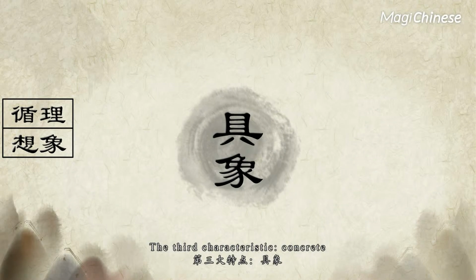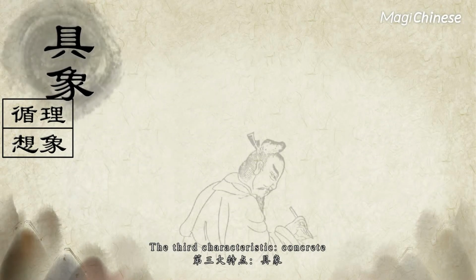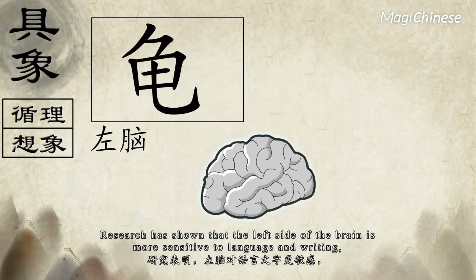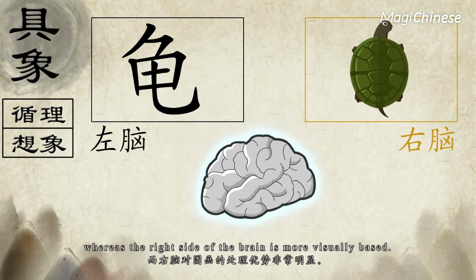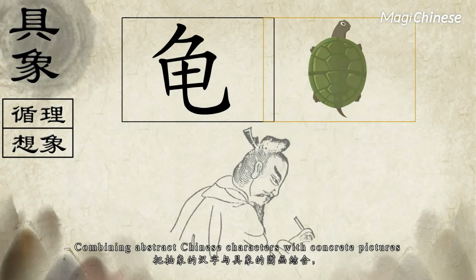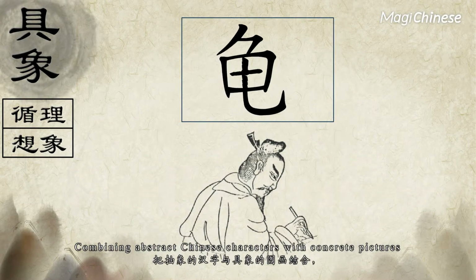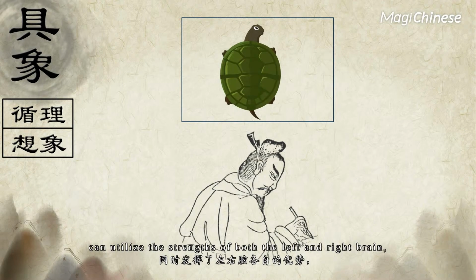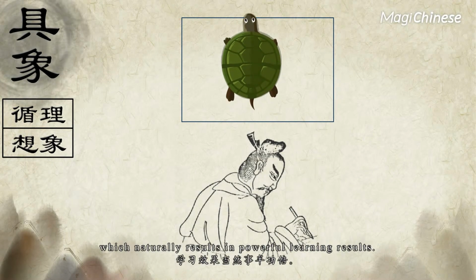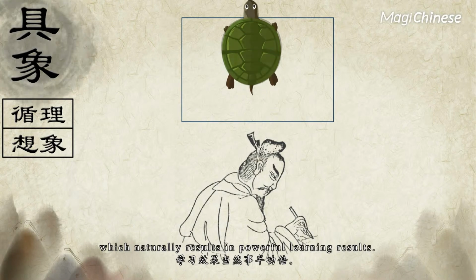The third characteristic, concrete. Research has shown that the left side of the brain is more sensitive to language and writing, whereas the right side of the brain is more visually based. Combining abstract Chinese characters with concrete pictures can utilize the strengths of both the left and right brain, which naturally results in powerful learning results.